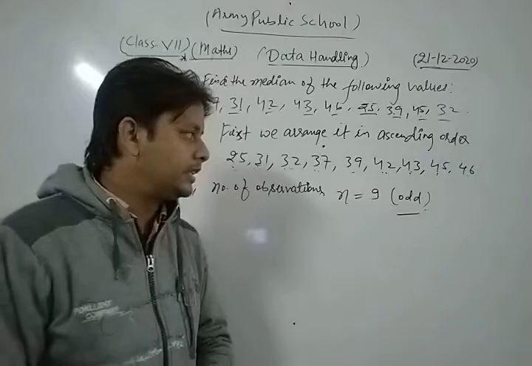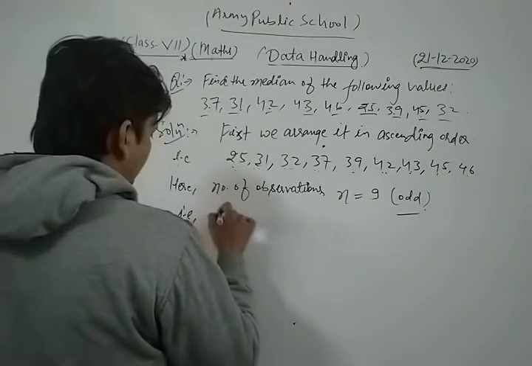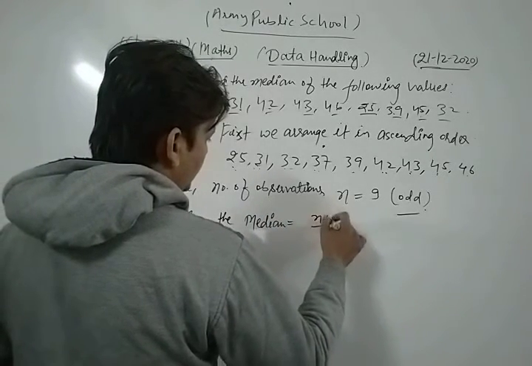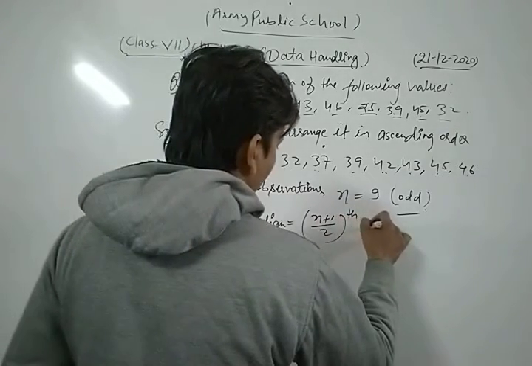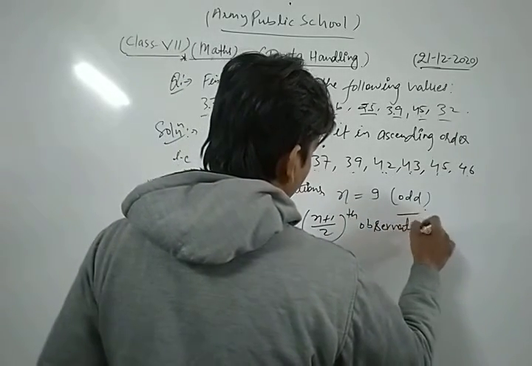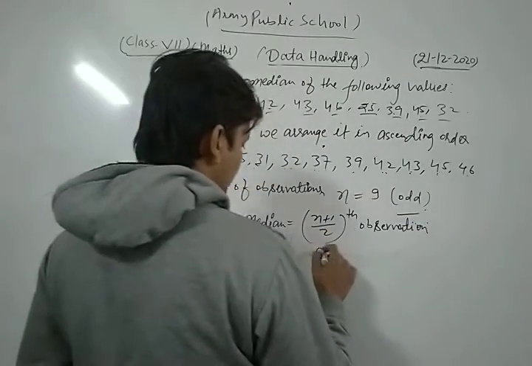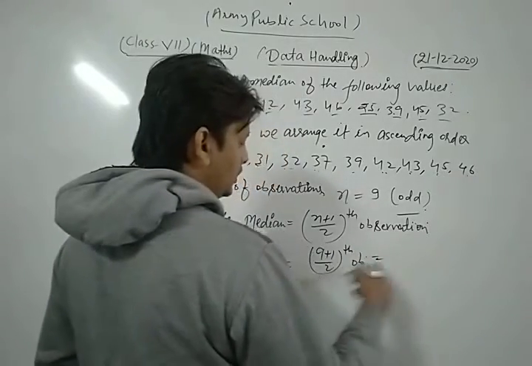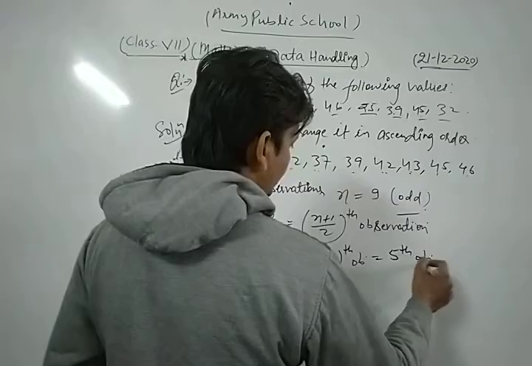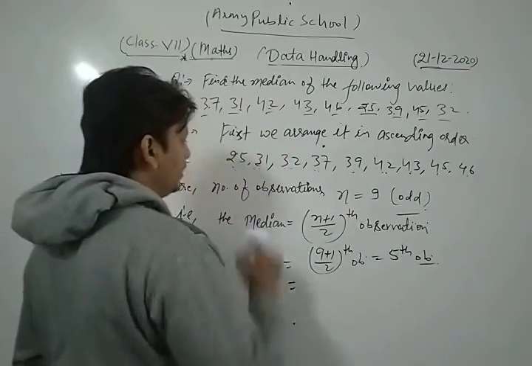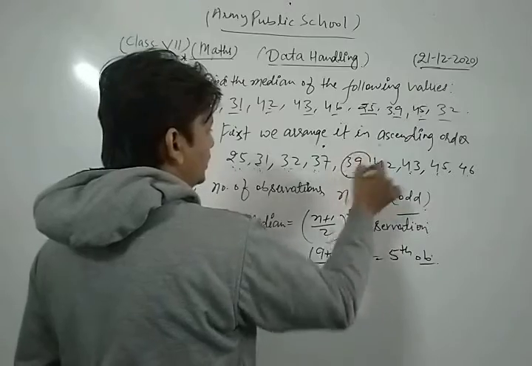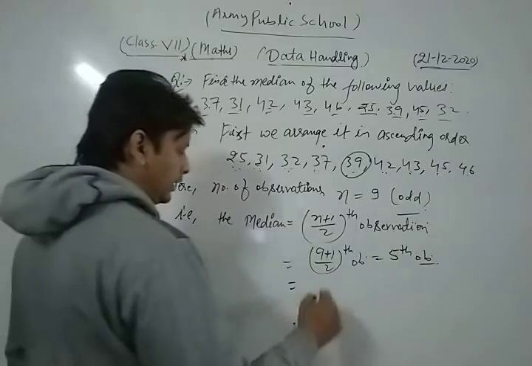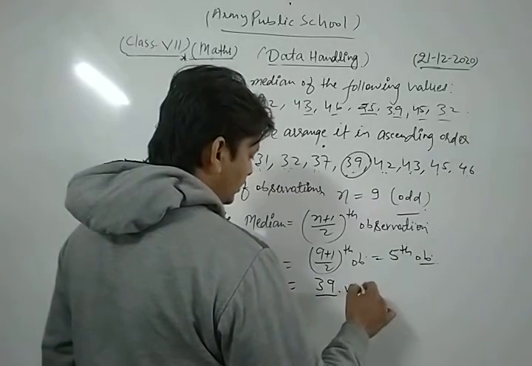In that condition the median will be the (n plus 1) upon 2-th observation, that is (9 plus 1) upon 2, which is 10 upon 2, the 5th observation. Thus the 5th observation is our median: 1, 2, 3, 4, 5. So 39 is the median, and this is the required solution of the given question.